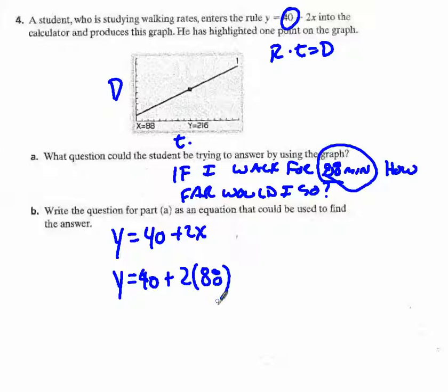Well, 2 times 88 is 2 times 8 is 16, carry the 1. So that's 16, all right. So you add those together and you get 216. So there you have it.